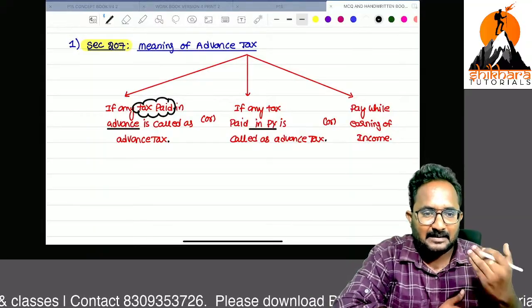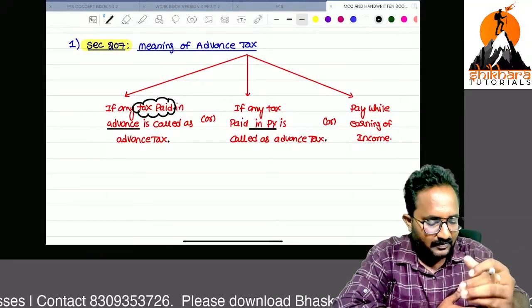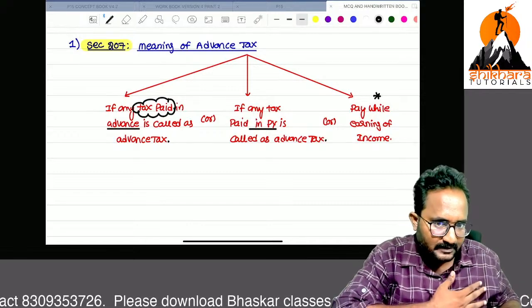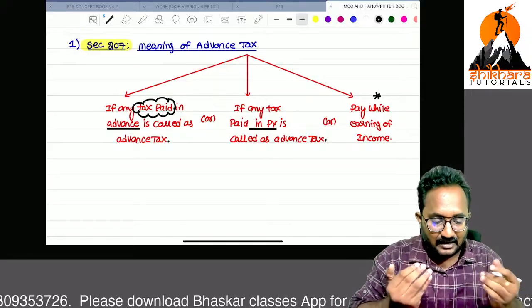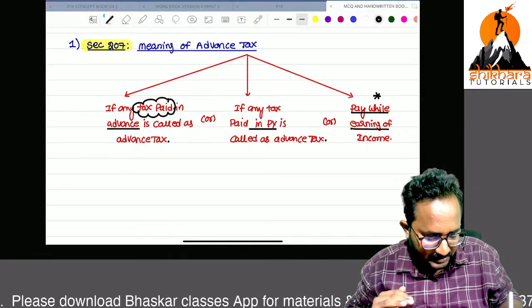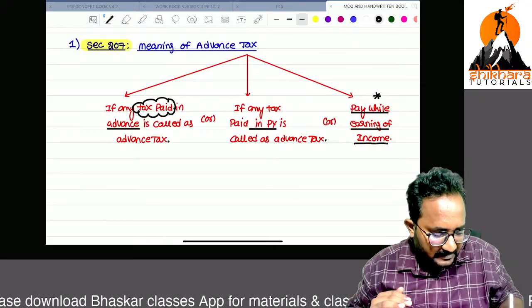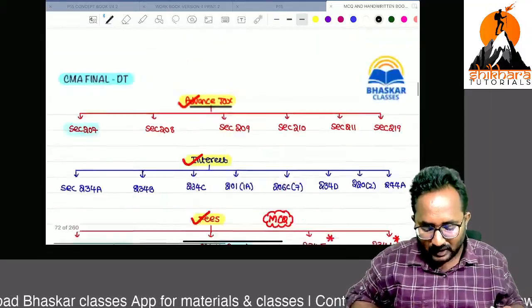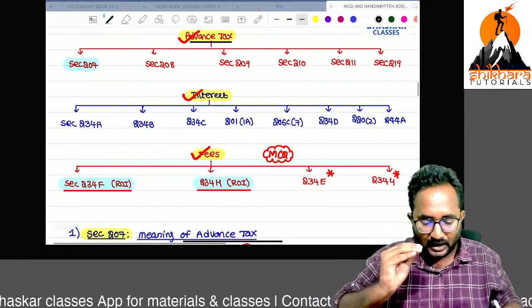If any tax is paid by the assessee during the previous year, that is only advance tax. The third one is important, you may get it as an MCQ. While you are earning the income itself, if you pay any tax, that is only advance tax. We earn that income during the previous year. In that previous year only, while you are earning that income, if you are paying any tax, that is only advance tax. That is section 207.